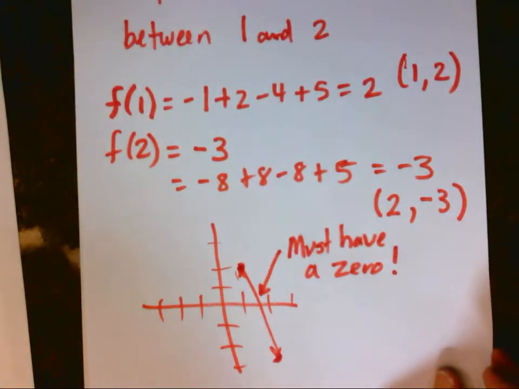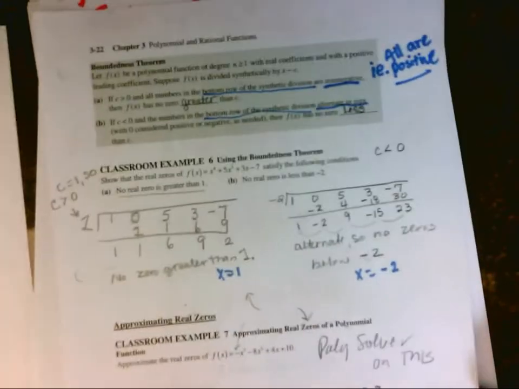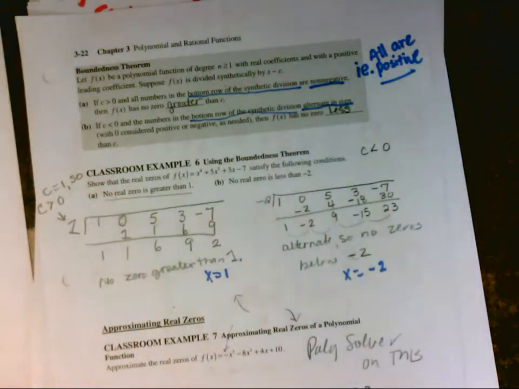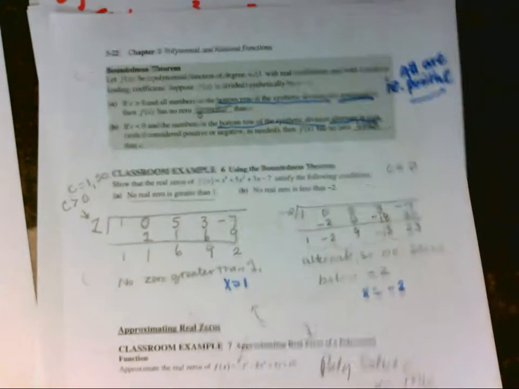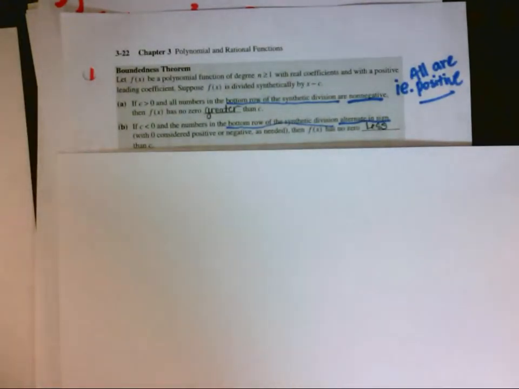All right, we've got some more fill in the blanks. Get another piece of paper here. Let f of x be a polynomial function of degree n greater than or equal to 1 with real coefficients and with a positive leading coefficient. Suppose f of x is divided synthetically by x minus c, so we divide it with c.